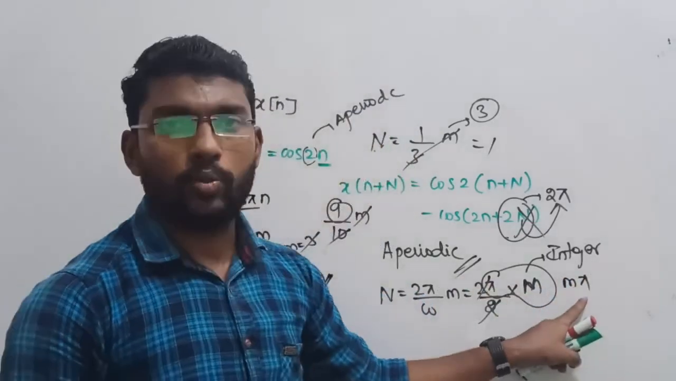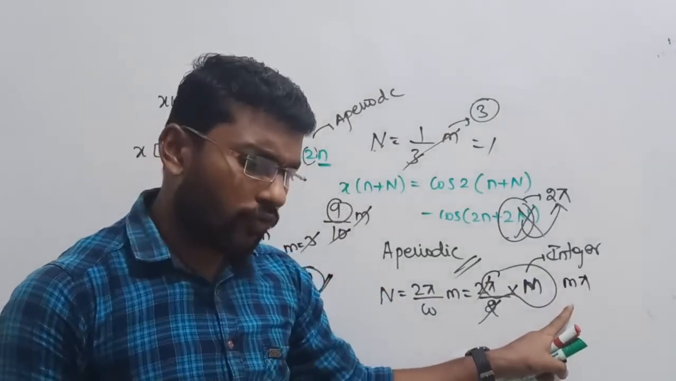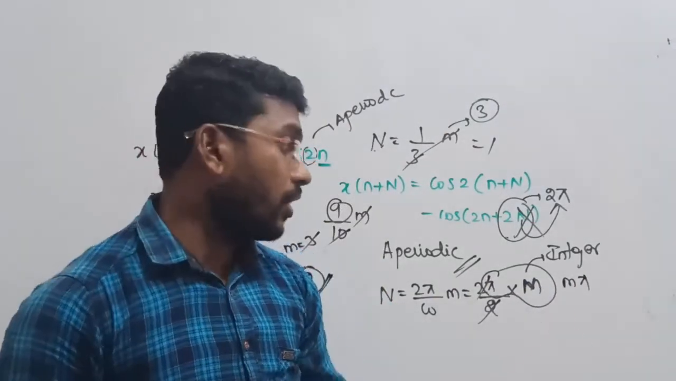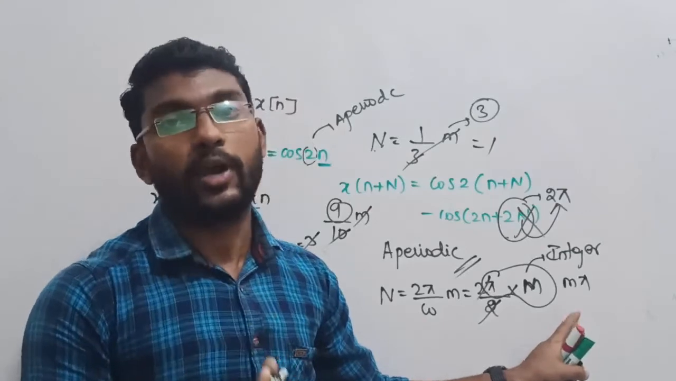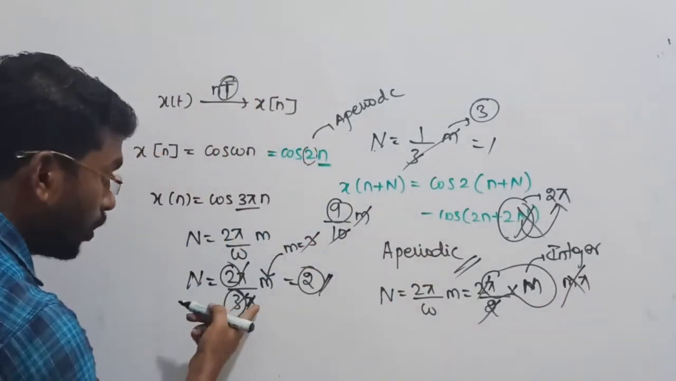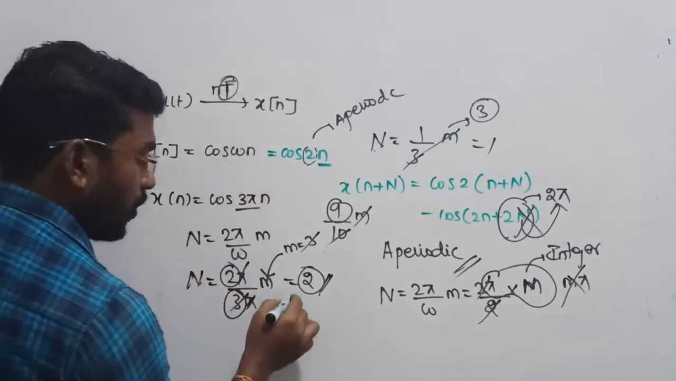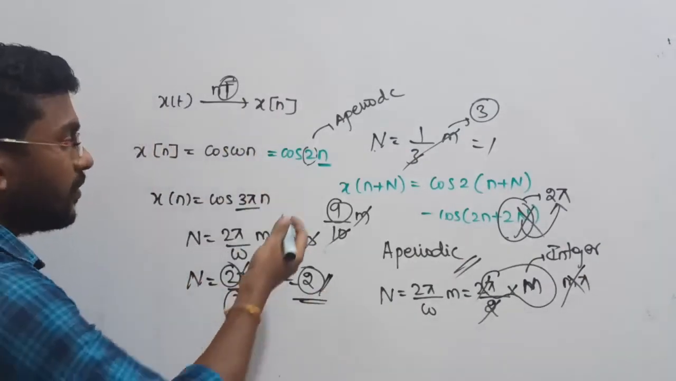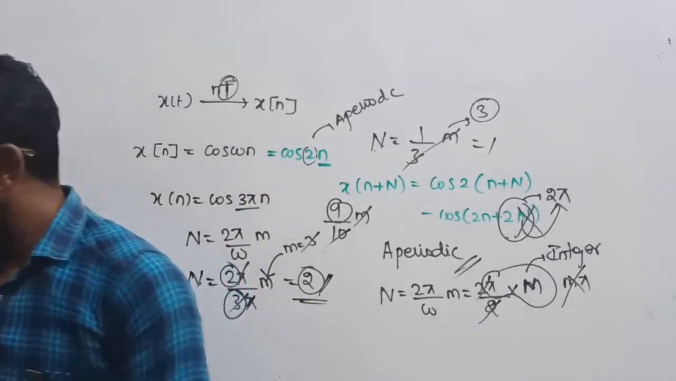pi நான் எப்படி ரிமூவ் பண்ண முடியும்? m என்றது ஒரு integer 1 2 3 4 5 6, I can substitute, but I cannot replace by m ஓட வேல்யூ வந்து 1/pi நீங்க சப்ஸ்டிட்யூட் பண்ண முடியாது. So pi cannot be cancelled, so given signal is aperiodic. But now this signal is periodic with n equal to 2. You can test it. Now you can test it.